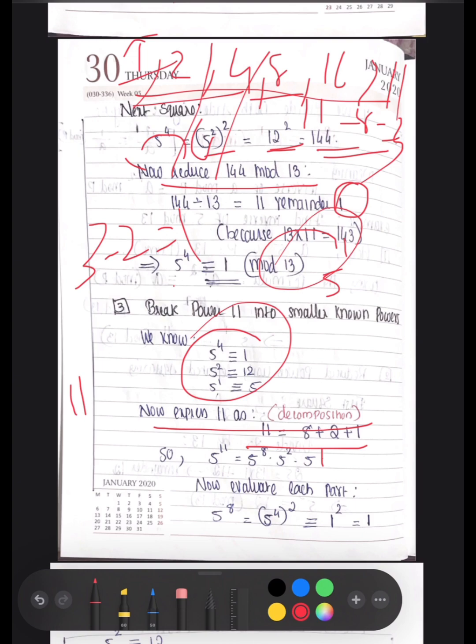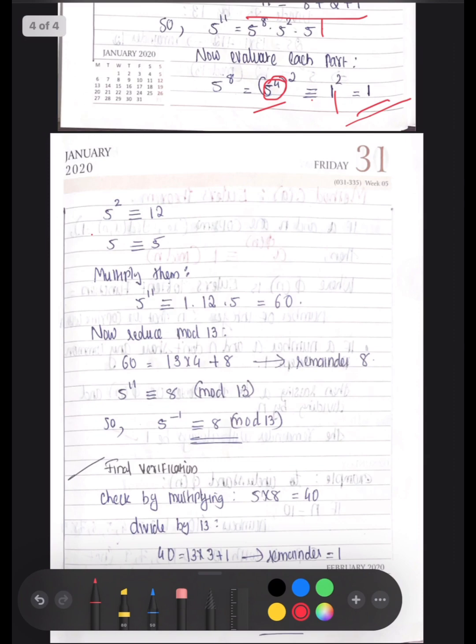5 raised to 8 equal to 5 raised to 4 the whole squared. In this case 5 raised to 4 will act as 1. So that is congruent to 1 squared equal to 1. Then 5 squared is congruent to 12. 5 raised to 1 is congruent to 5. Then multiply in our 5 raised to 11 equation: 5 raised to 11 congruent to 1 into 12 into 5. The value becomes 60. Now reduce mod 13.